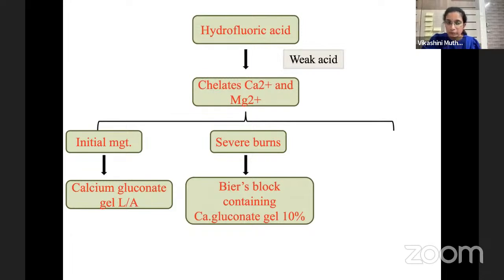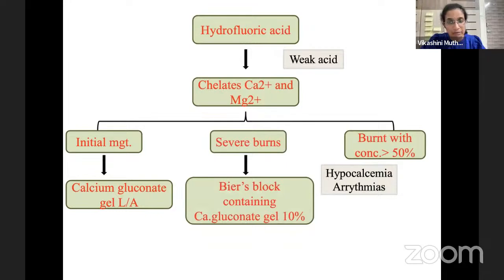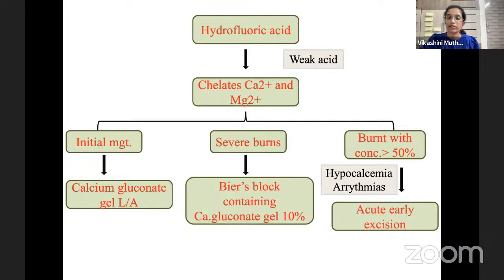Similarly, using the Bier's block technique, you can inject calcium gluconate wherever there are severe burns, especially involving the limbs. But if a patient is burnt with hydrofluoric acid of concentration more than 50%, even though it's a weak acid, there is more chance that it would have chelated a lot of calcium ions, right? So there are chances of hypocalcemia and arrhythmias. In such a condition, you have to take the patient for acute early excision, followed by which you can later plan for an SSG.